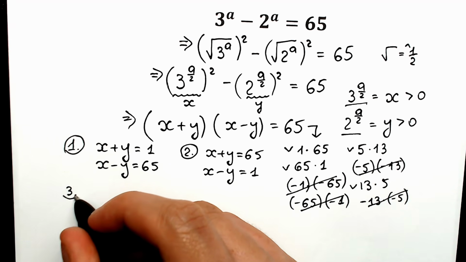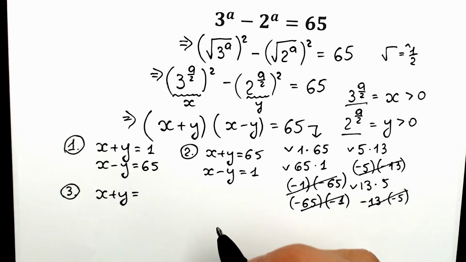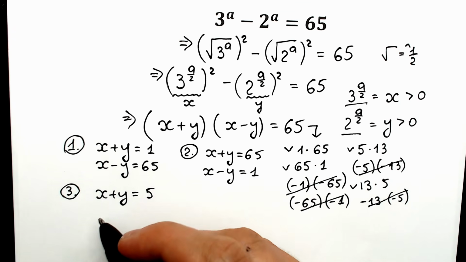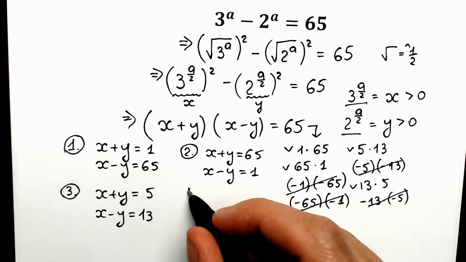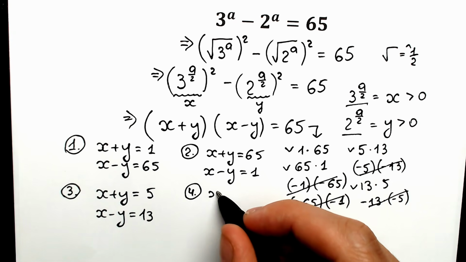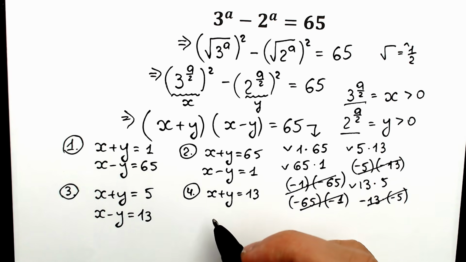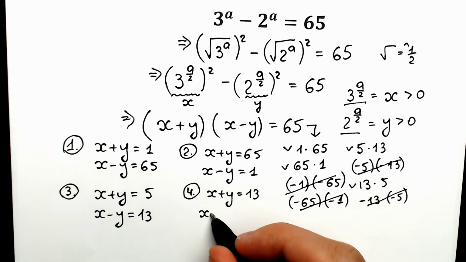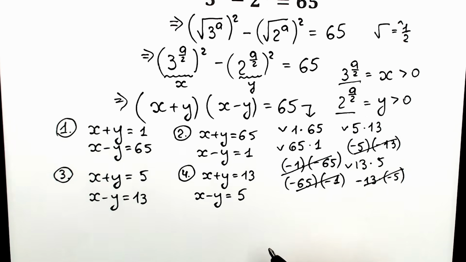The third system of equations: x plus y equal to 5, and x minus y equal to 13. And the last one, the fourth: x plus y equal to 13, and x minus y equal to 5.